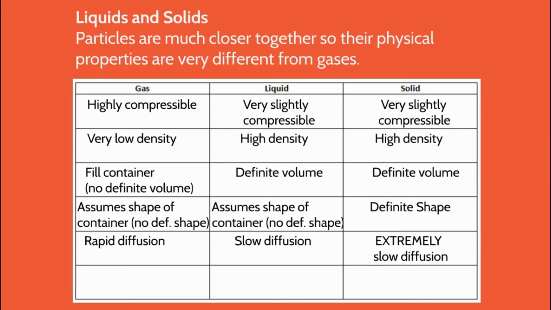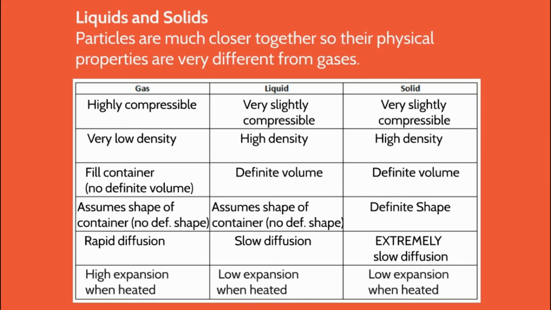Rapid diffusion. Gases are going to try to spread out as quick as they can. Liquids have a very slow rate of diffusion. They're not going to get away from each other very fast, but they're slow compared to gases. Solids are extremely slow, like iceberg, glacier slow. And the very next one to the last, high expansion when heated. The other guys, low expansion.